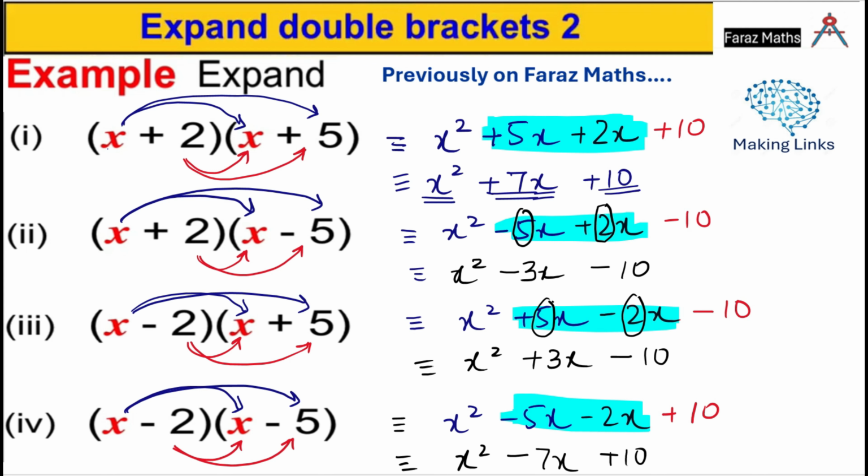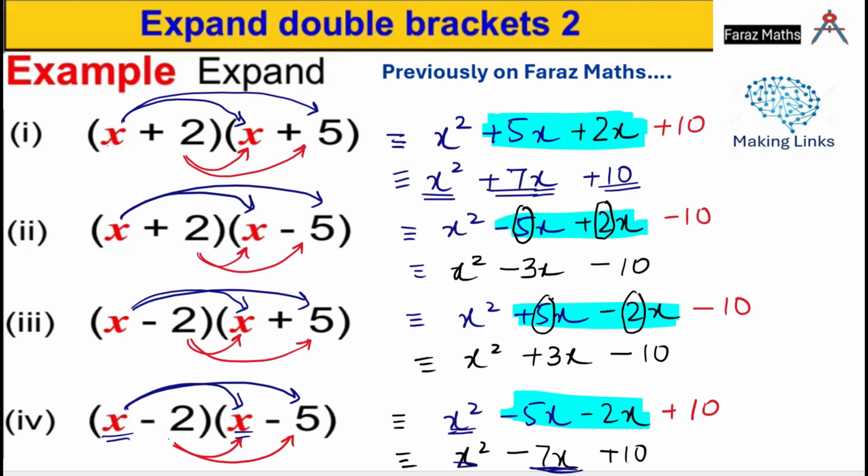Okay, in the last question, if we do the same thing, first term multiply, which will give you x squared. Then minus 2 minus 5 is minus 7, make x with it, minus 7x. And then minus 2 times minus 5 is plus 10.